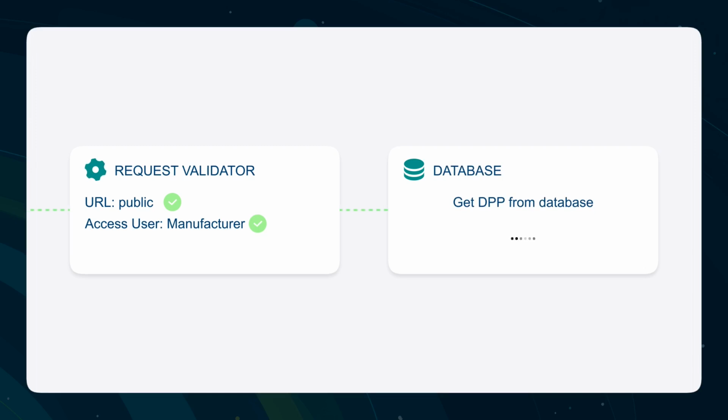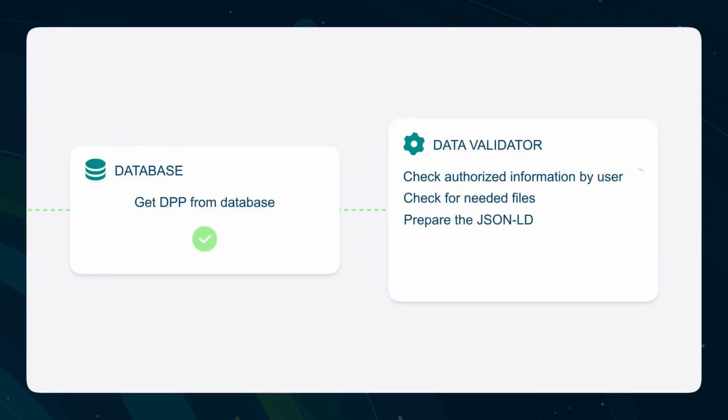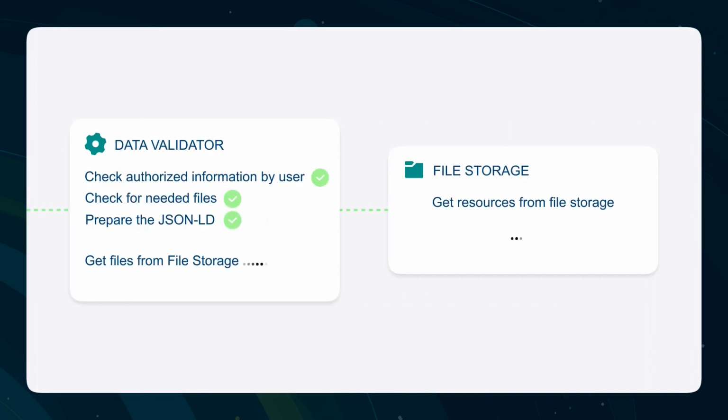After verification, and if the endpoint is accessible, the service retrieves the requested data from our database. In the case of DPP, after obtaining the data, the service filters it to determine which fields the user in question can view. If the information has associated files, the service retrieves the URL of that file from our file storage. Once the DPP has all the information, it is sent to the front end.